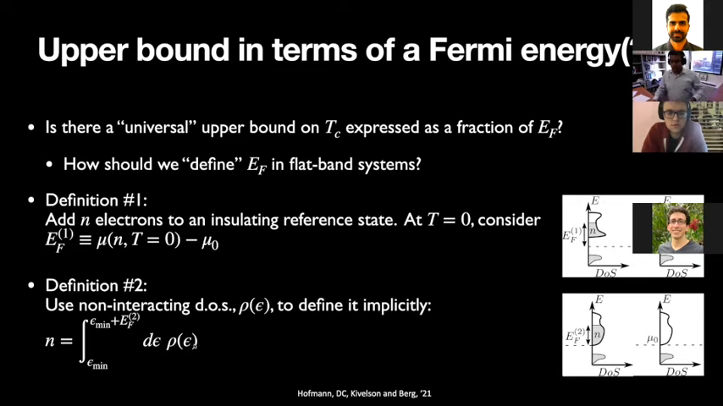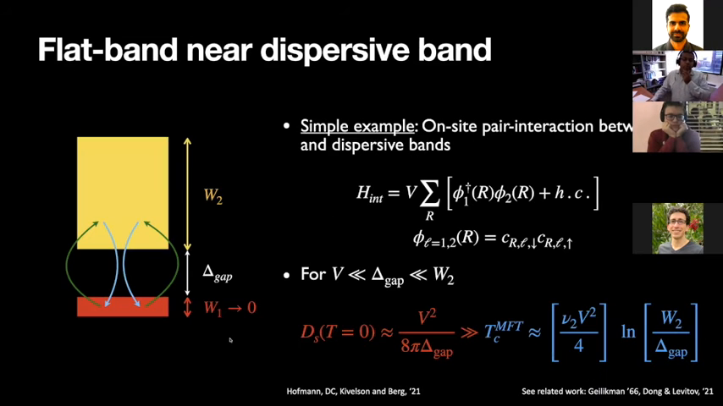Okay, and I'm sure you can go and construct more experimentally motivated definitions of Fermi energy. So now I want to ask the question, during the rest of this talk, when I give you specific examples of flat band models, whether or not TC over EF is actually bounded, or whether I can make this ratio arbitrarily large.